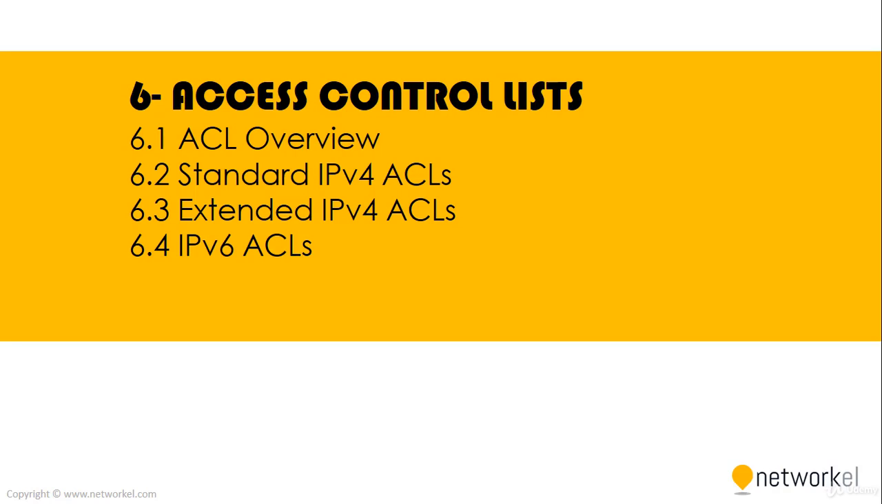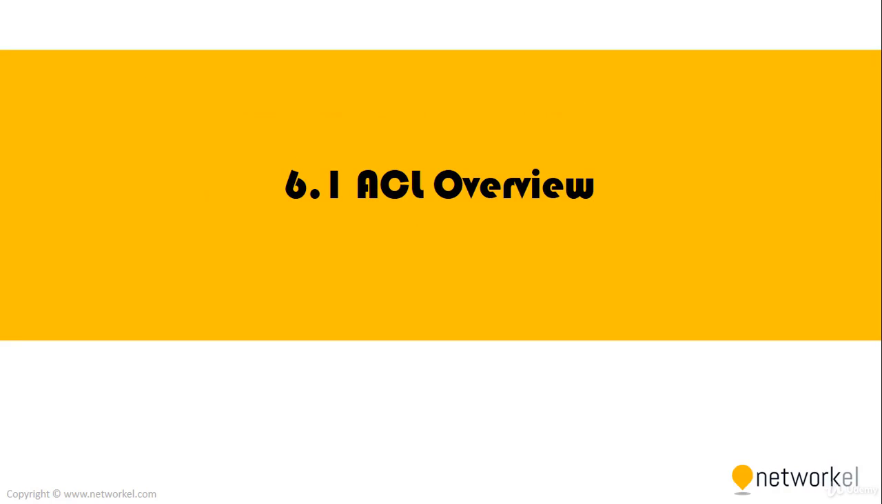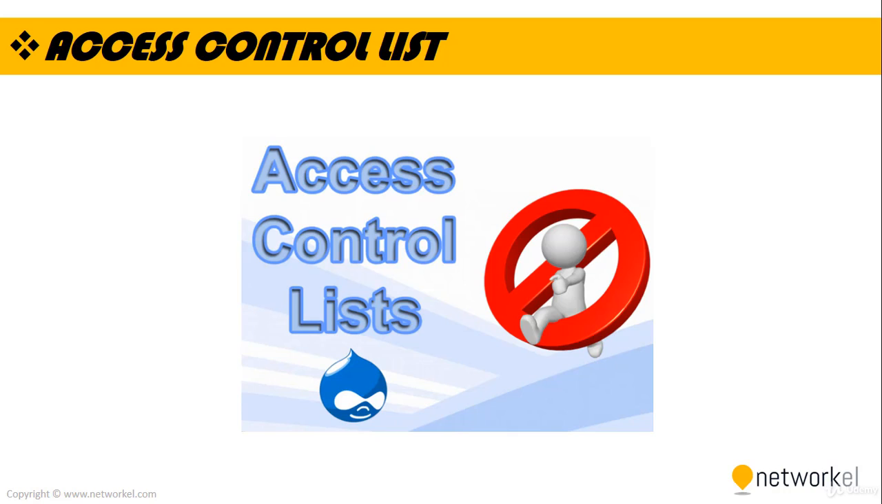In this section, we're going to talk about access control lists. Let's go ahead with the ACL overview. ACLs, access lists, are a set of commands which are grouped together to filter the packets that enter or leave an interface. They control the flow of traffic in the network and provide security for network access.